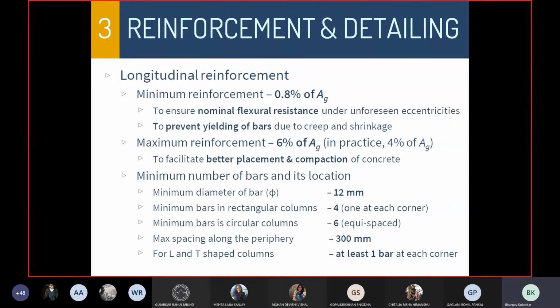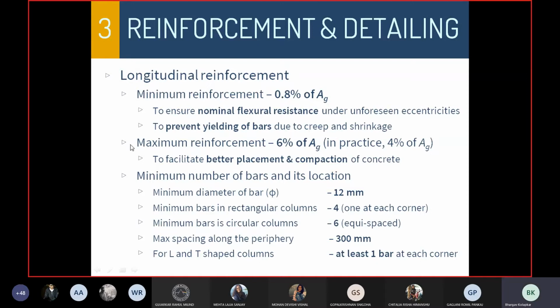Okay. Then the code also says that the maximum reinforcement that you can provide in a column is 6% of gross area. So now we have got a range that is 0.8% to 6%. Even though the code says 6%, the maximum reinforcement that we target in actual practice is only 4%, because even 4% is a lot of reinforcement. So we adhere to this criterion, that is 4%, that's it. We don't go beyond it.